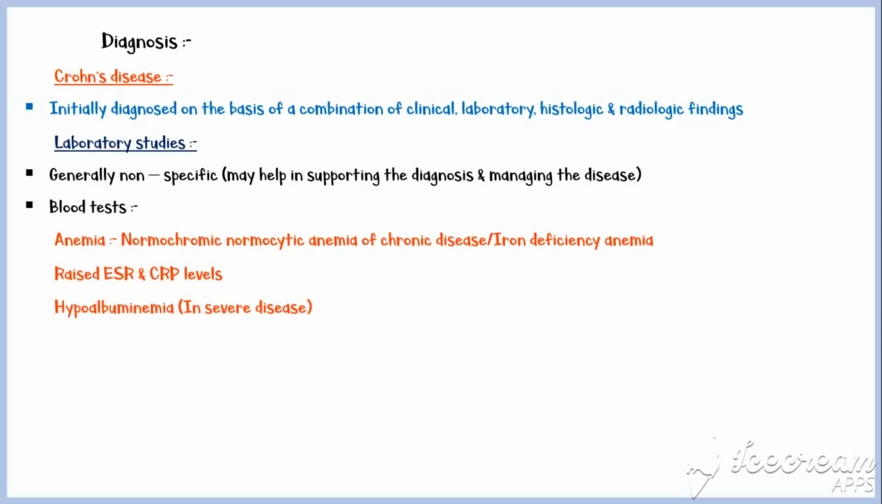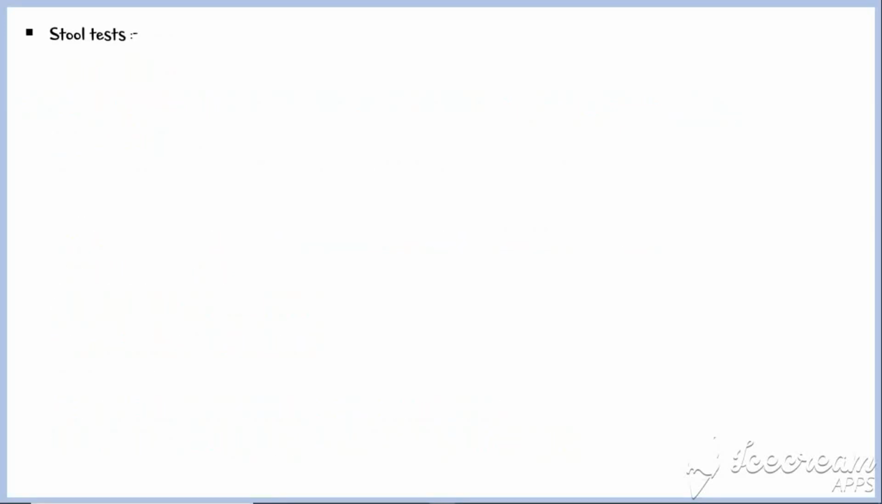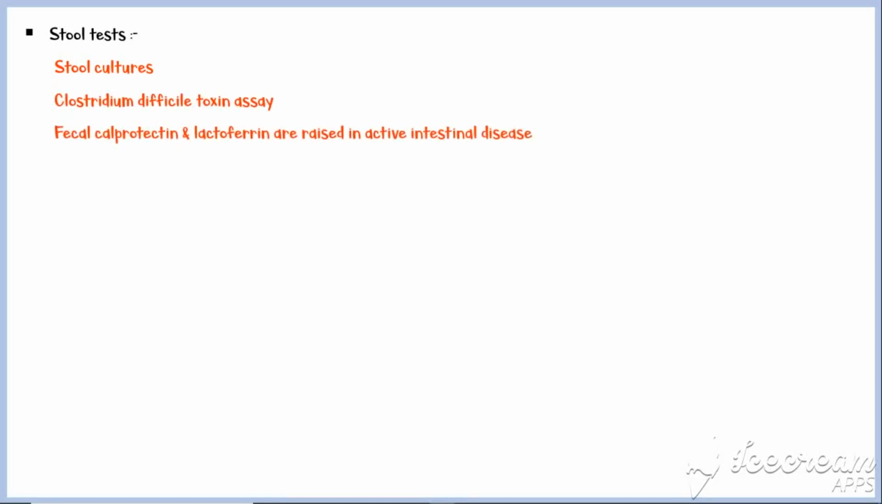Hypoalbuminemia in severe disease. And liver biochemistry may also be abnormal. Serologic tests may also help in the diagnosis of Crohn's disease. In most of the patients with Crohn's disease, anti-Saccharomyces cerevisiae antibodies are present. And perinuclear anti-neutrophil cytoplasmic antibodies are negative. Stool tests for Crohn's disease include stool cultures and Clostridium difficile toxin assay. Fecal calprotectin and lactoferrin are also raised in active intestinal disease.